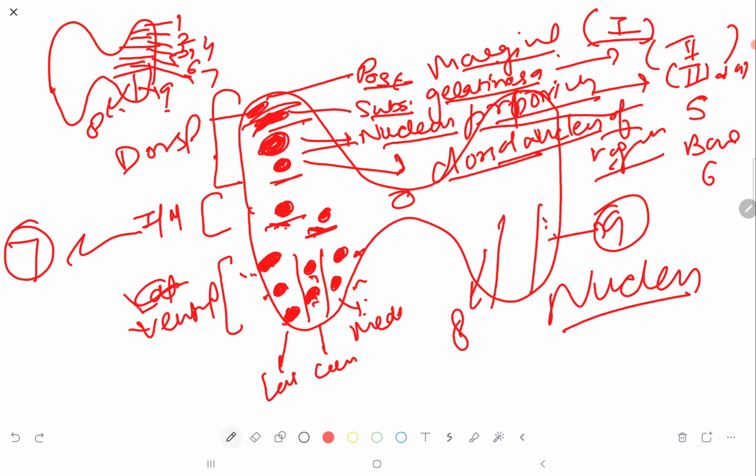Posterior marginal nucleus comes in 1. Substantia gelatinosa in 2. Nucleus proprius comes in 3 and 4. Neck comes in 5. Base comes in 6. Then we have the intermediate nucleus, which comes in the 7th. Then the ventral group and the medial group come in the 8th. Then the lateral group comes in the 9th.